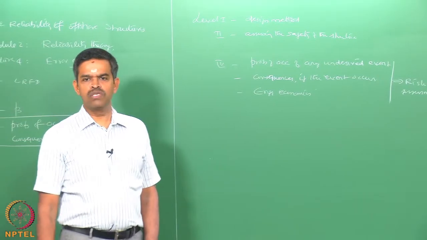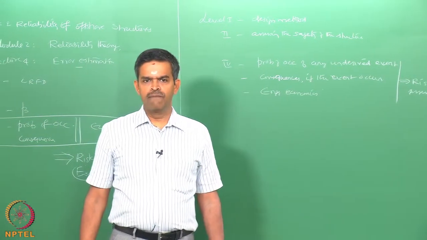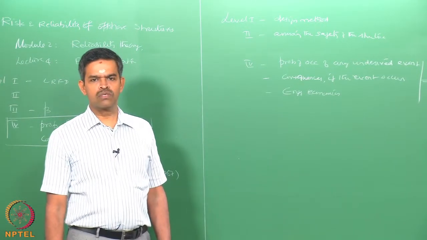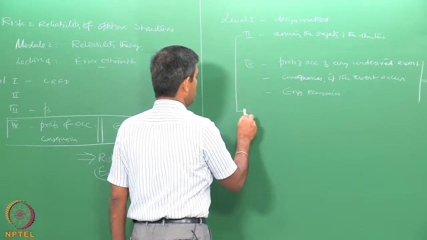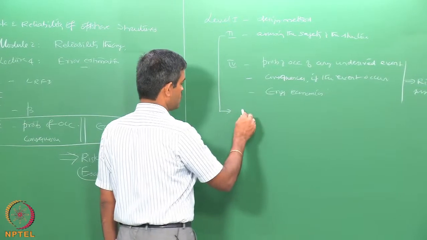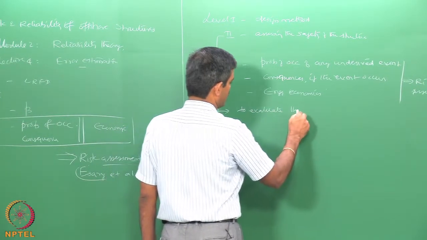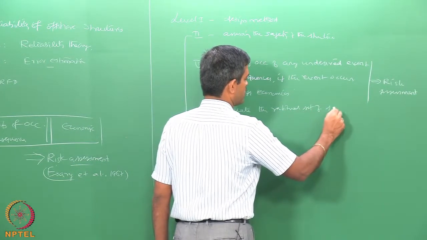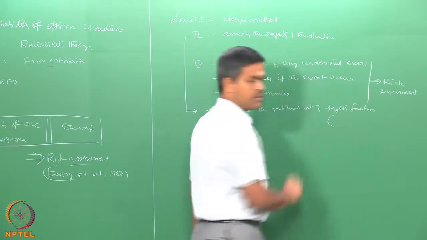So, of course, level 2 is interestingly useful for assessing the safety of the structure. Now, interestingly, this can also be used as a tool to determine the rational set of safety factors, that is very important. Level 2 can also be used to evaluate the rational set of safety factors. Okay.